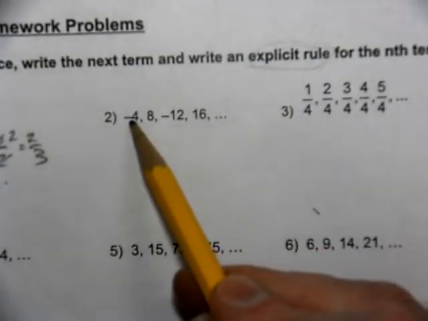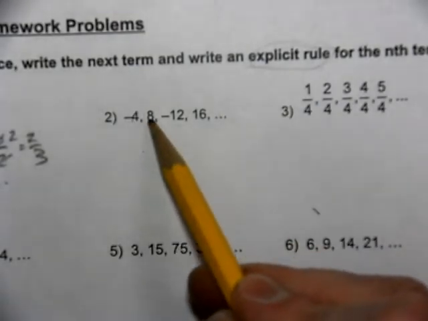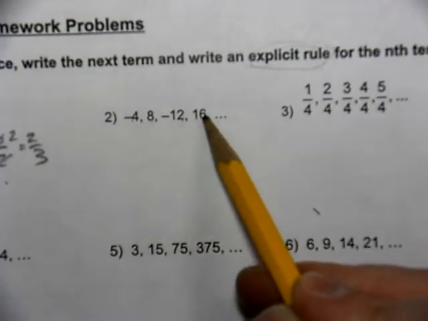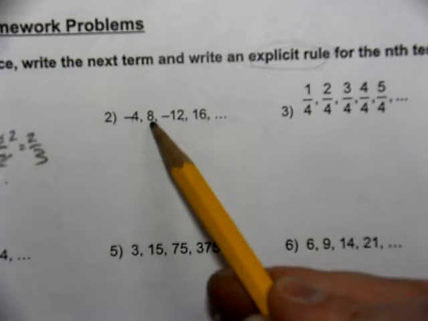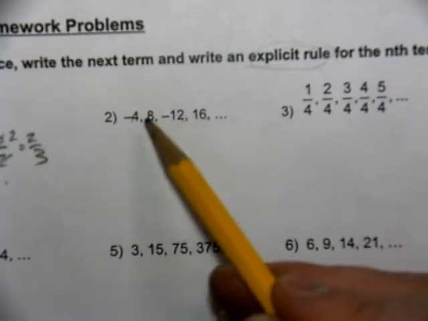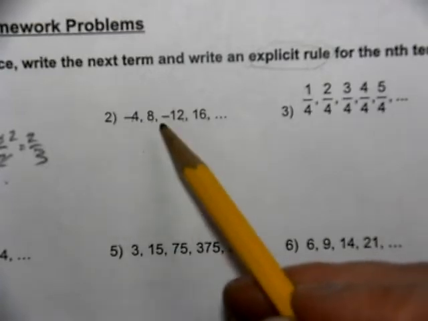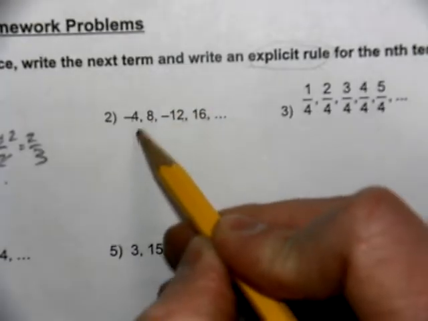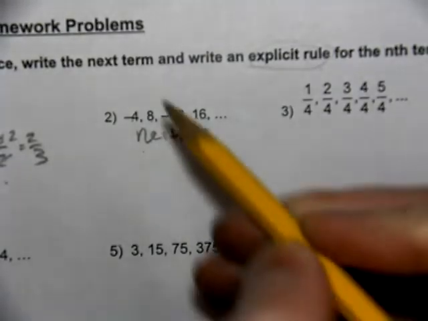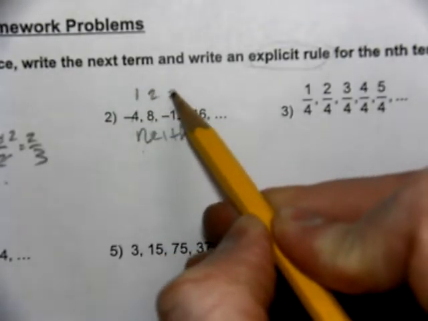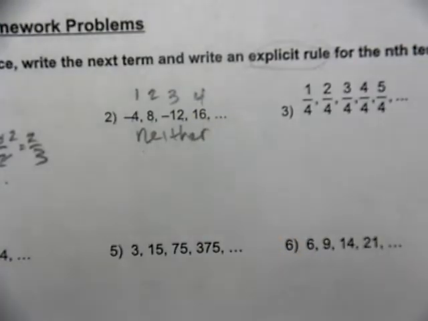Here we see that we're going up to become positive, but then we're going down, then we're going back up, so it's not arithmetic. We're timesing by 2, actually like a negative 2, but then no, that's not timesing by the same amount, so it's not geometric. So this is neither. So we're going to use our position. Remember, this is N.